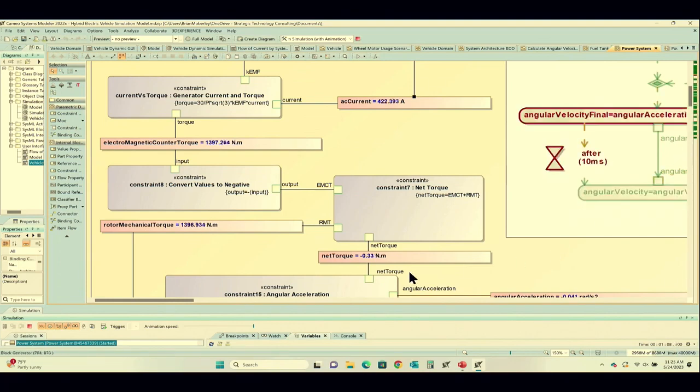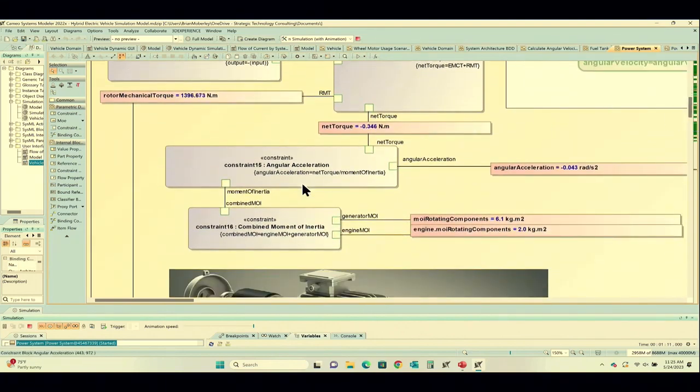And then what we can do with that net torque is actually pull it into this equation that says angular acceleration equals net torque divided by the moment of inertia, right? So that is a physics equation. Well, how do you get moment of inertia? Well, we actually got it from the vendor, right? So you could calculate what that moment of inertia is by using some other equations, but if you already know it, why not just put it in the model?